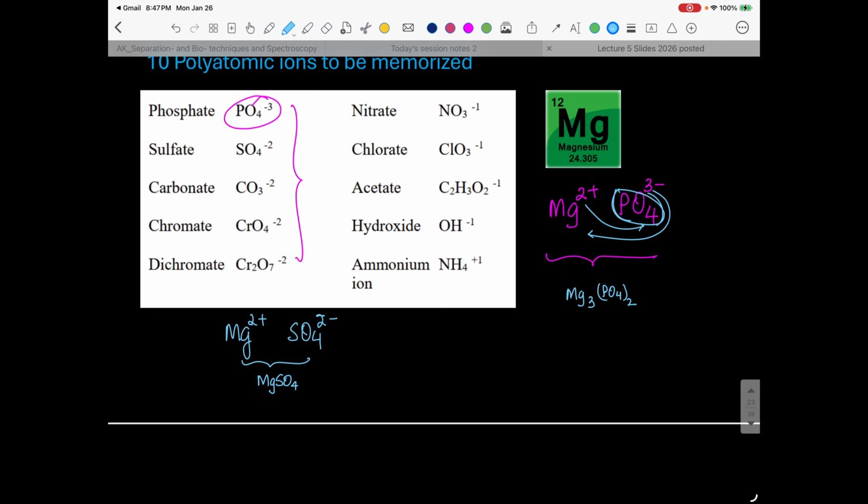So go ahead and try what would be the formula for magnesium hydroxide. Magnesium has a 2+, hydroxide has a 1-. So when you swap the two, this will become Mg(OH)2. Now whenever you have a polyatomic ion, make sure that you consider the entire set as one group, like one ion right there.